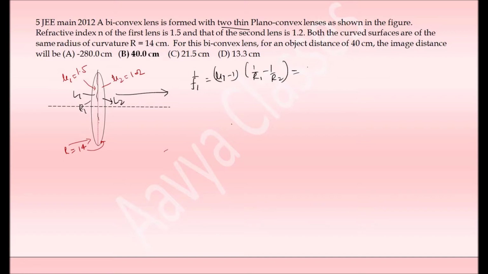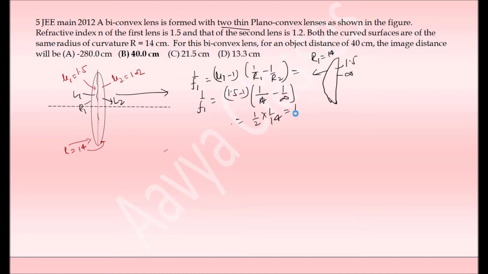So clearly, if I just draw the figure also, this is our first lens L1 having refractive index 1.5. This is the radius of curvature R1, and the value is equal to 14. This is infinity. So 1 by f1 is equal to (1.5 minus 1) into (1 by 14 minus 1 by infinity). So from there we get it's equal to 1 by 2 into 1 by 14, that is 1 by 28. So this is the value of 1 by f1.